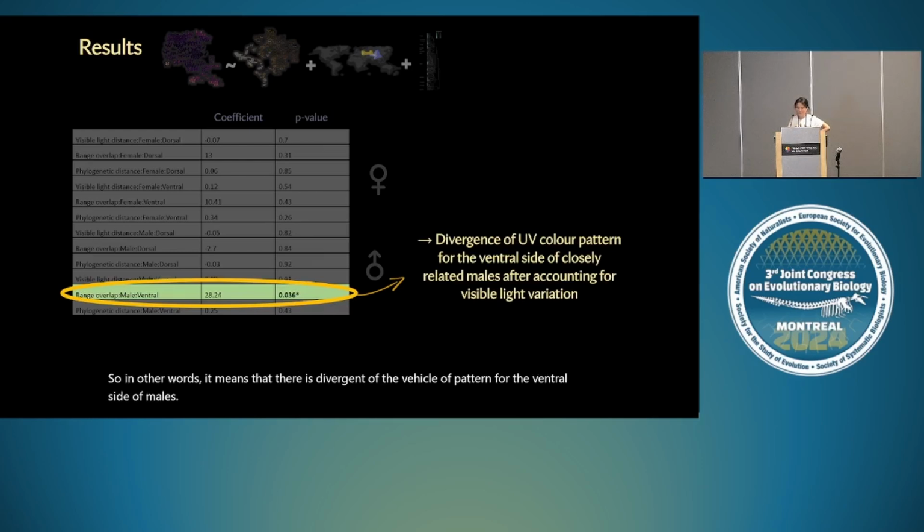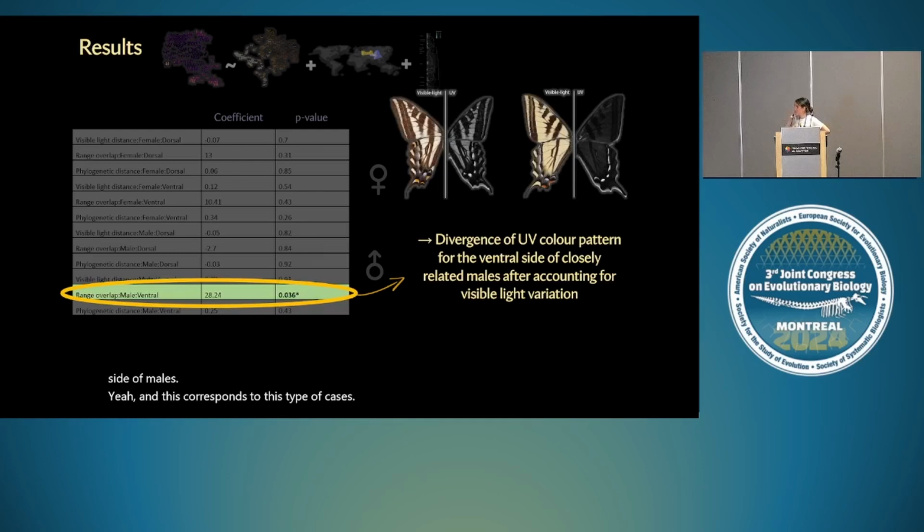And this corresponds to this type of cases. So these are two species of Papilio that live in the US that are kind of similar in visible light, but when you look in the UV part of the signal, they are very different.